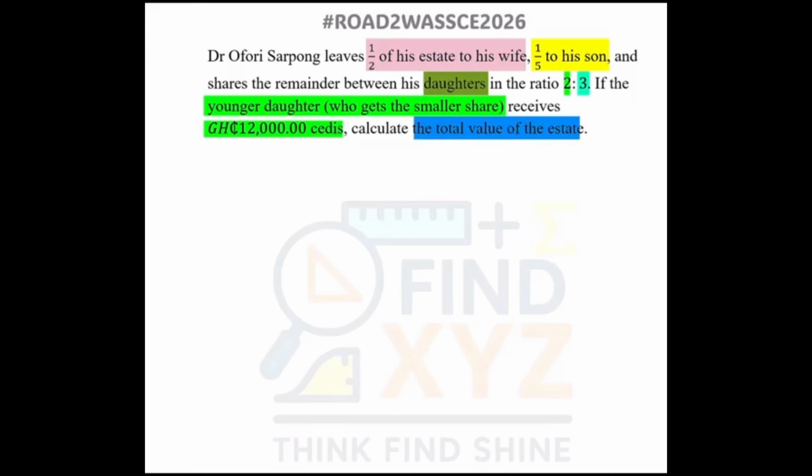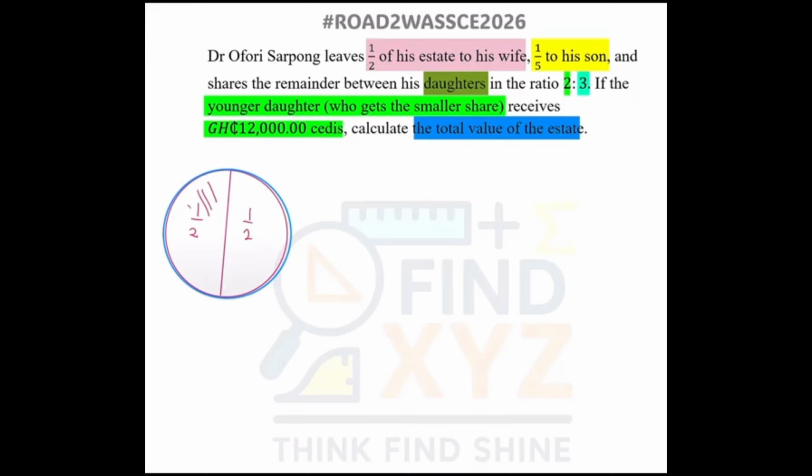Now, let's assume that this is the total value of the estate. He decides to give 1 out of 2 to his wife. This is 1 out of 2 that is going to the wife. What is left? That is 1 out of 2. This part is already gone, right? This is whatever is left. Then he gives 1 out of 5 to his son.